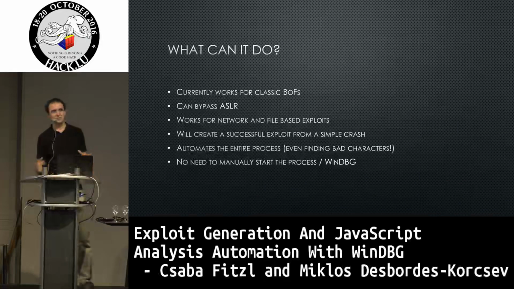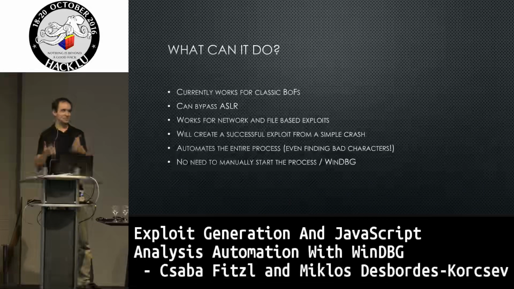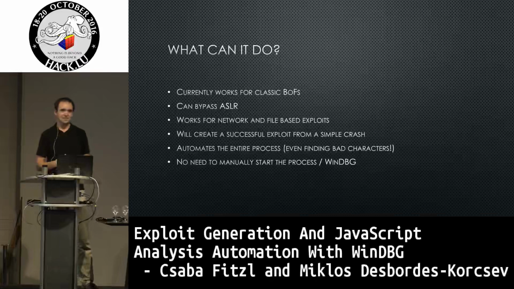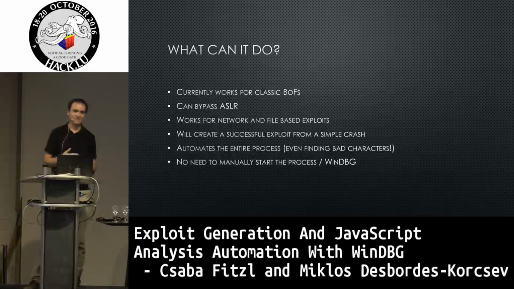It's important because when you automate it for network-based exploits, you have to start the process, wait a little bit, and then send your exploit. On the other hand, on file-based exploits, for example, when opening, let's say, an MP3 list file, you need to generate the file and then open the process and load that file to the process. So the workflow is a little bit different.